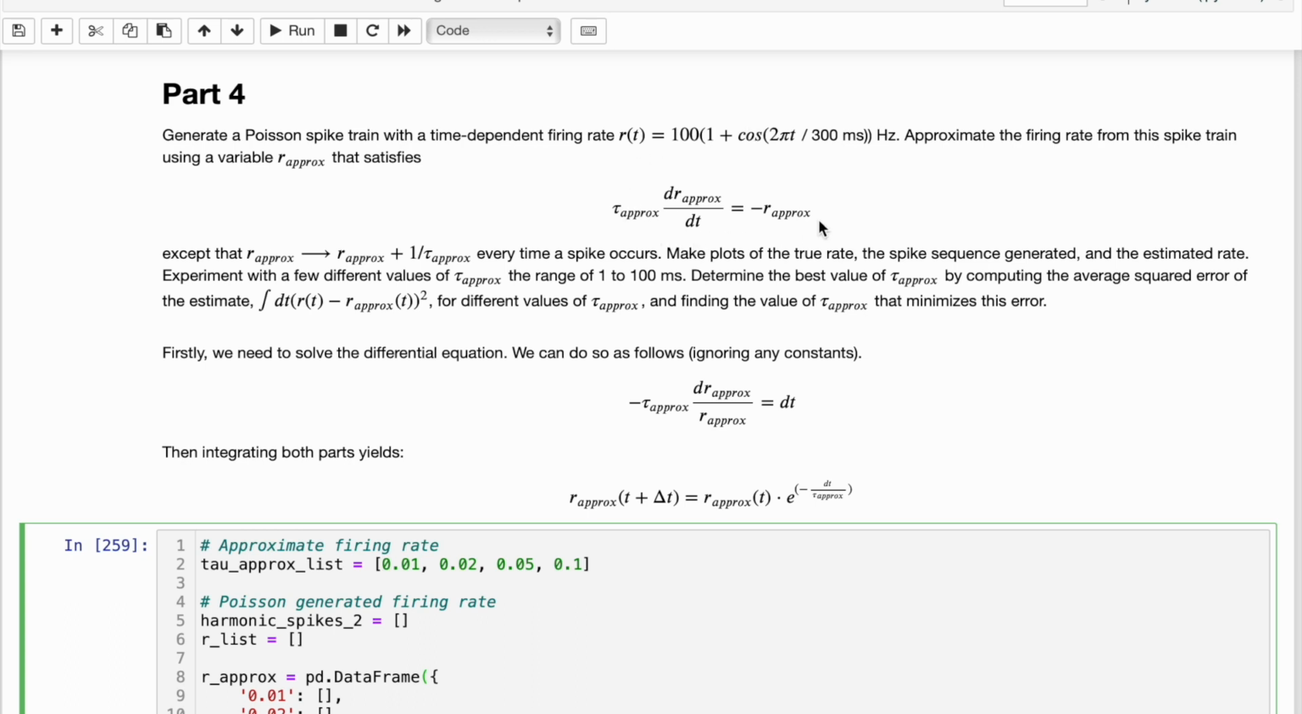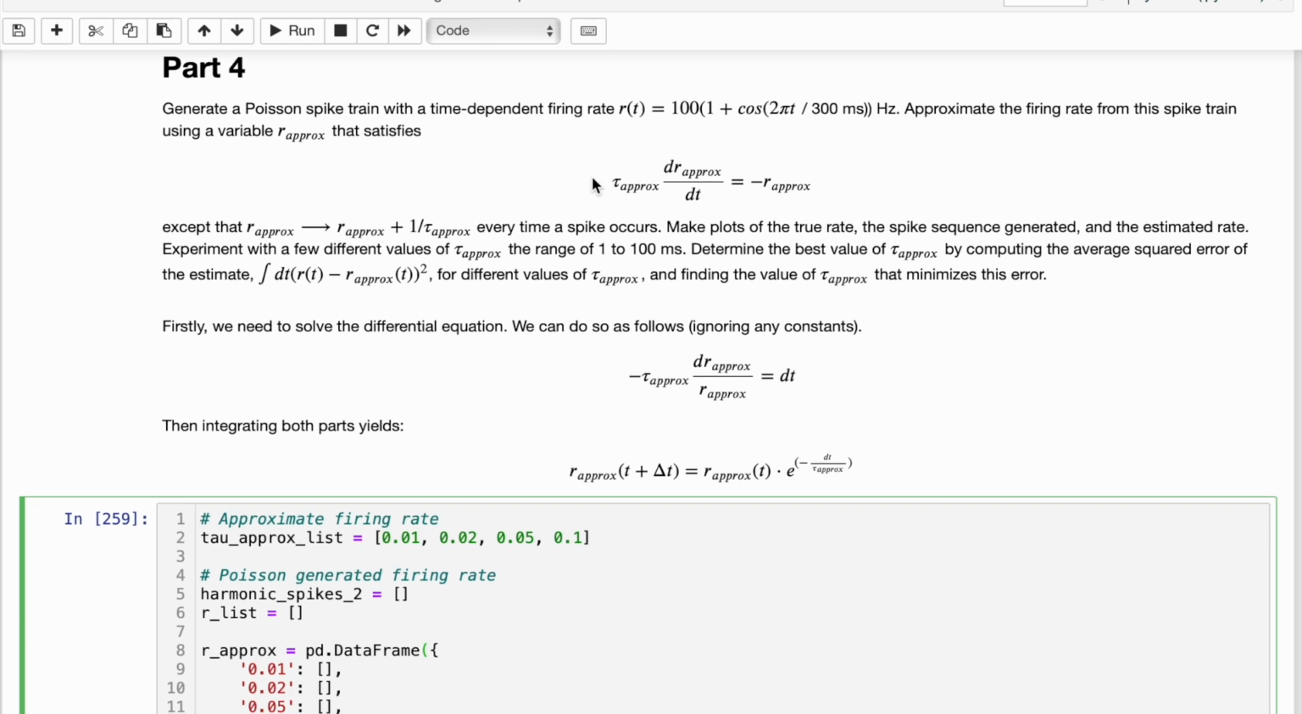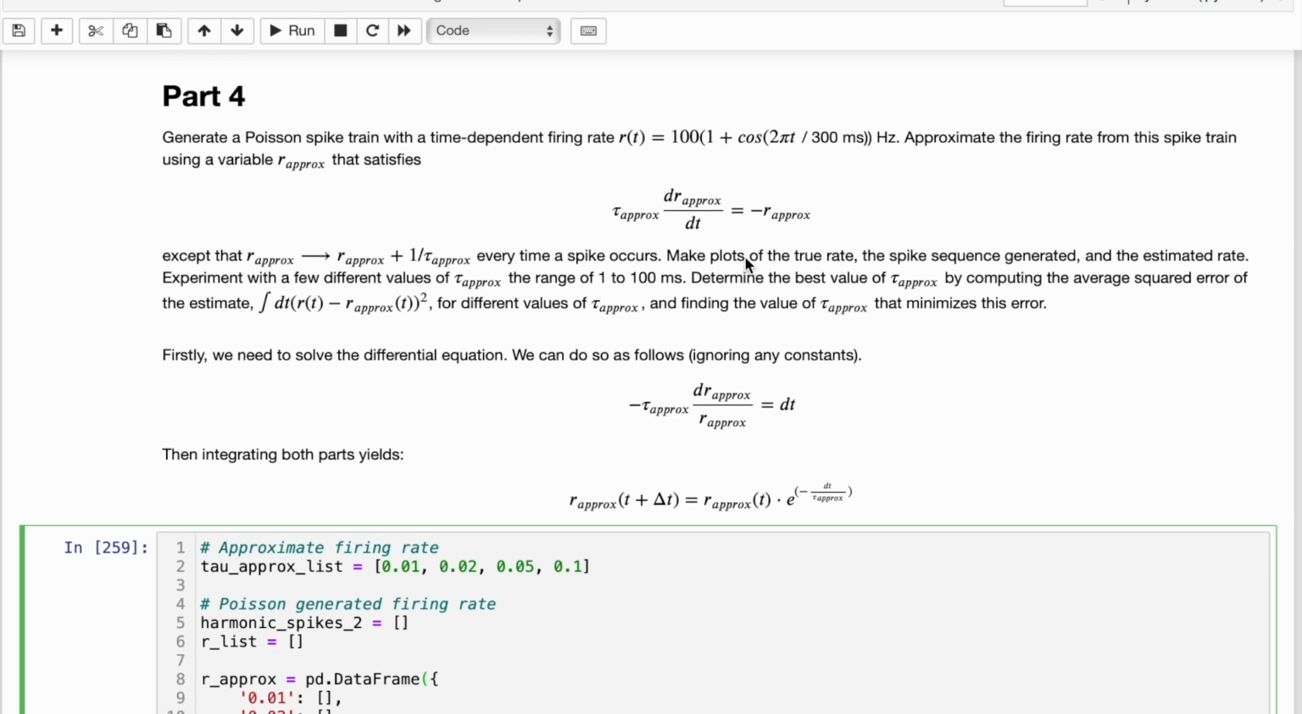dynamic equation. So what this dynamic equation tells us is that the approximate firing rate, once we solve the dynamic equation, always decreases unless there is a spike. And if there is a spike, we jump up by the value of 1 over tau. Now, the interesting thing comes from changing the value of tau and then observing what happens.